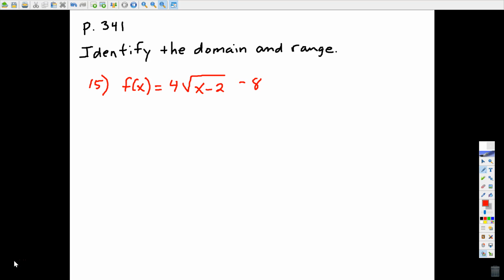Here's some homework help for lesson 5.4. This is page 341, and I've picked 3 problems to do.